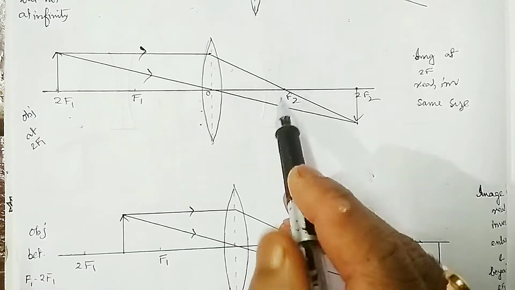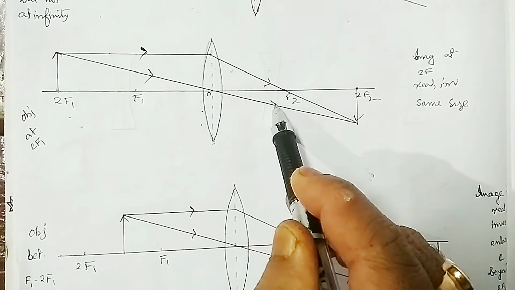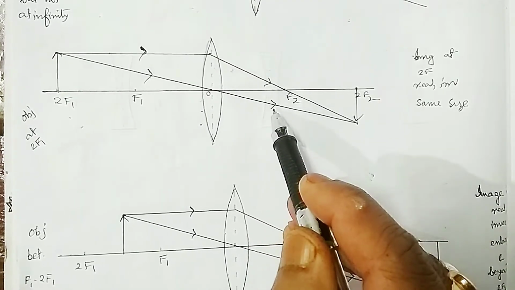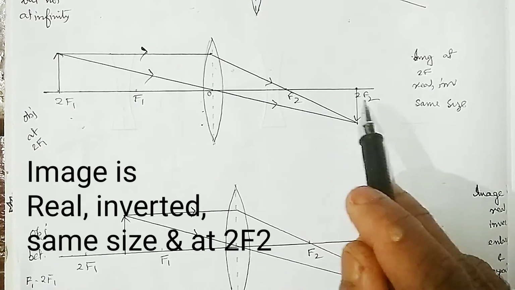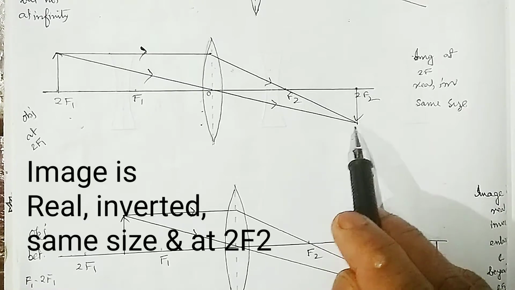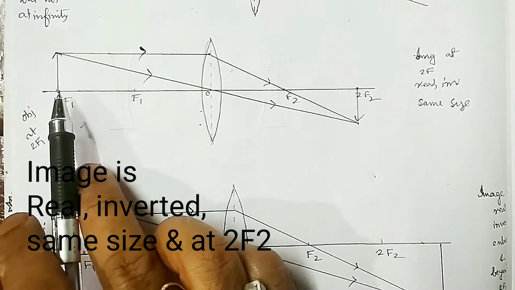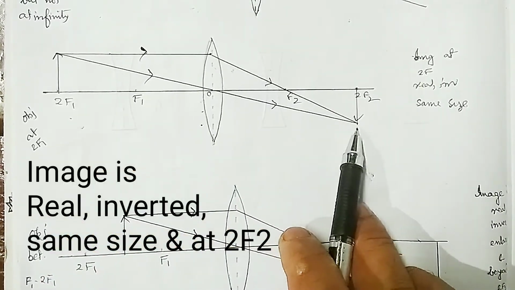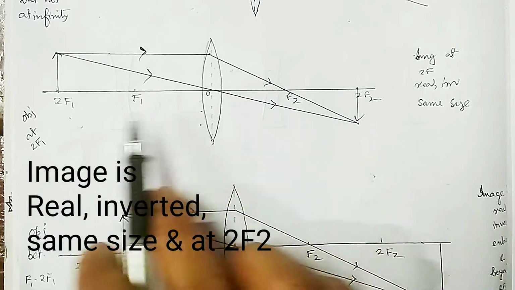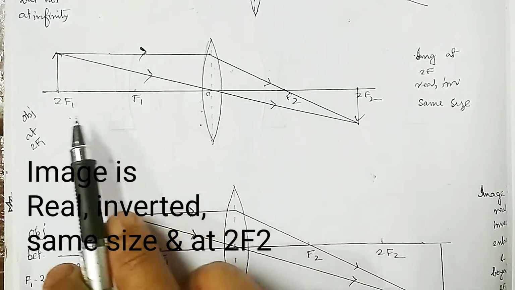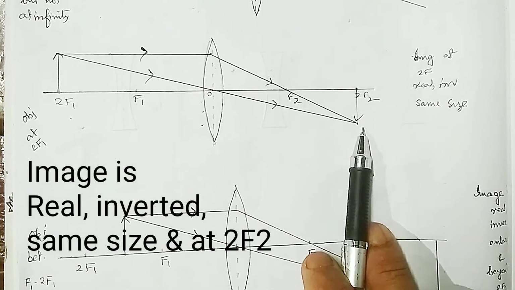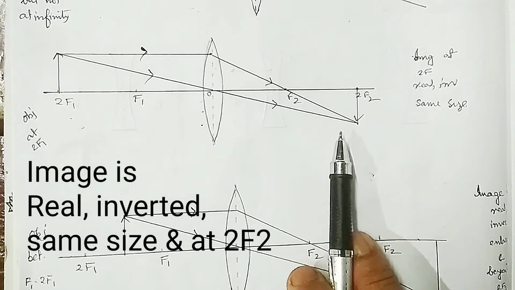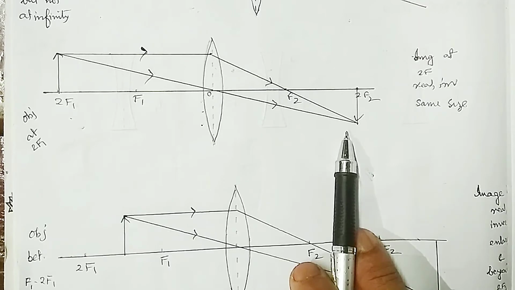Since the rays are really meeting, this is one refracted ray, this is another refracted ray, and these two refracted rays are meeting at 2f2, so the image is real and inverted. If you see the height of the image and the height of the object, both are the same. So when the object is placed at 2f1, the image will be at 2f2, real, inverted, and of the same size, and this case is used in the terrestrial telescope.